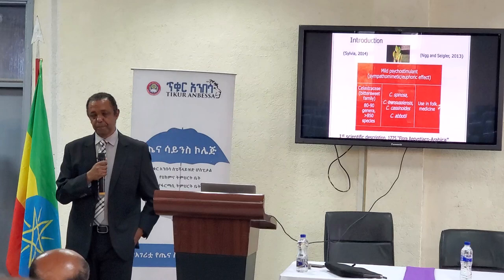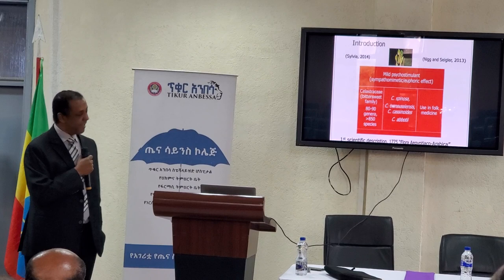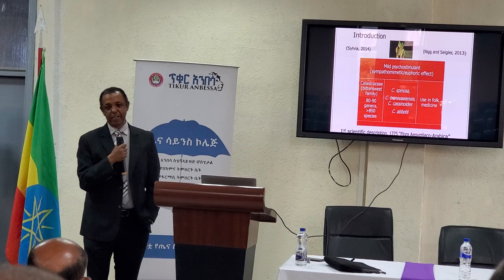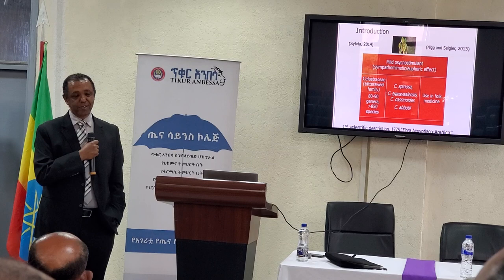Most taxonomists consider that Catha edulis is the only species in the genus Catha, but different species belong to the Catha genus, as you can see: Catha spinosa, transvaalensis, and as you hear here. Now, we do have little information on these plants. I don't know whether we can use them as an alternative plant for Catha edulis or not. Time will tell.